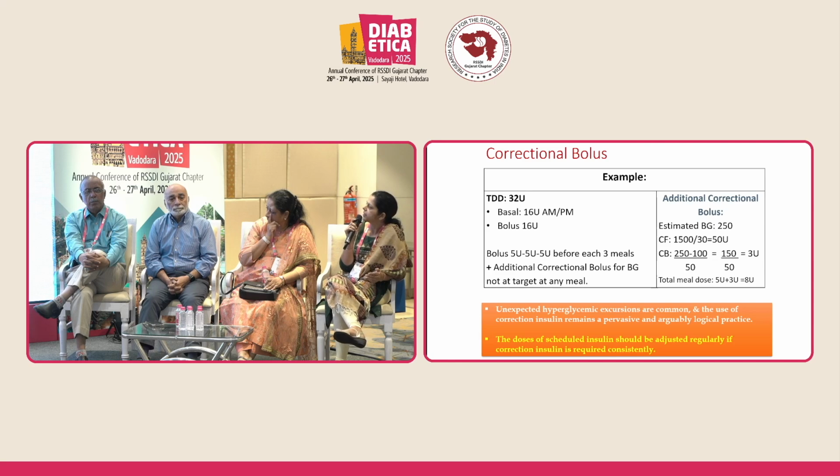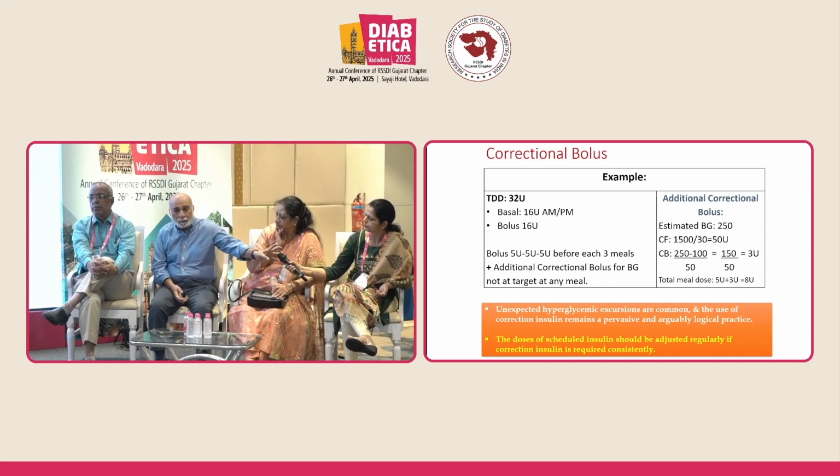Now, say the total daily dose was 30, the correction factor will be 1500 divided by 30, that is 50 units. So the correction insulin to be given, if the blood glucose is 250 at that time, is 250 minus 100 divided by the correction factor, that is 50. It brings us to the value of 3 units. So what is the amount of insulin to be given? The preset insulin dose is 5 units plus the correction 3 units, so 8 units we have to give. That is how the correction insulin is to be given.